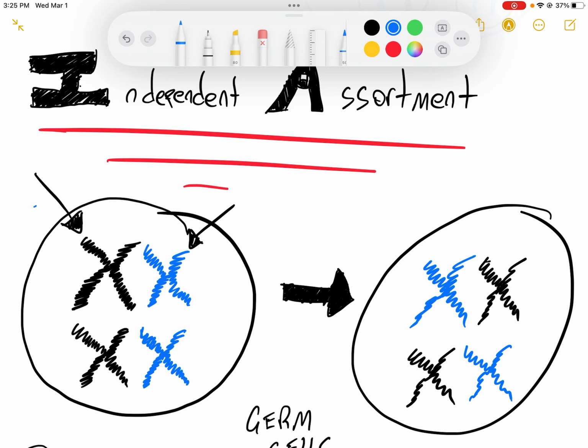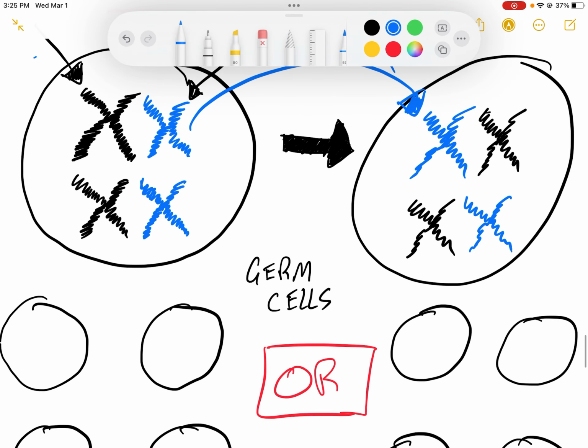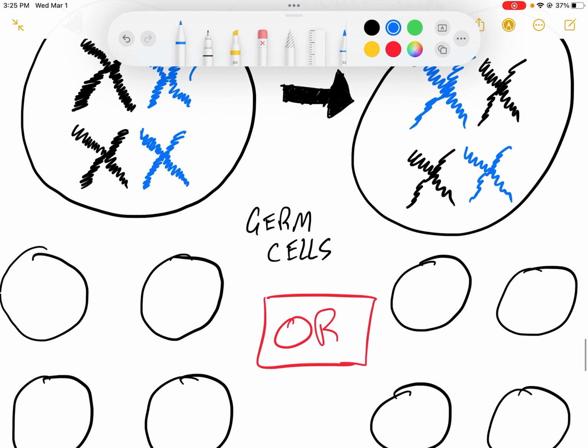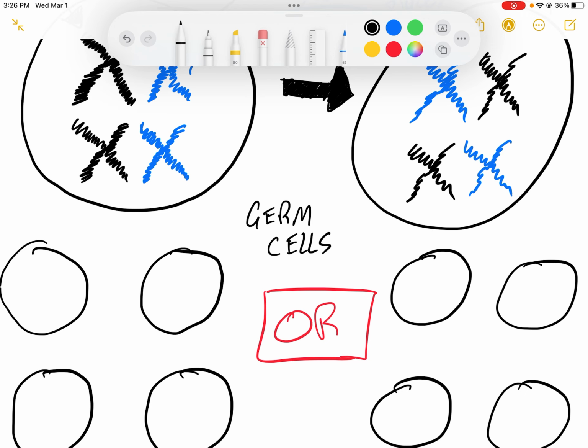So as you can see, when you compare these two sets of chromosomes, they just swapped places. Now, when you consider the fact that we have 46 chromosomes, lining all those chromosomes up in the middle and then swapping places creates a lot of genetic variation. So in the same way, when you go through the whole process, you have the chance at getting this. And without independent assortment, you've got two black chromosomes in one, two black chromosomes in another, and in the other one two blue chromosomes.